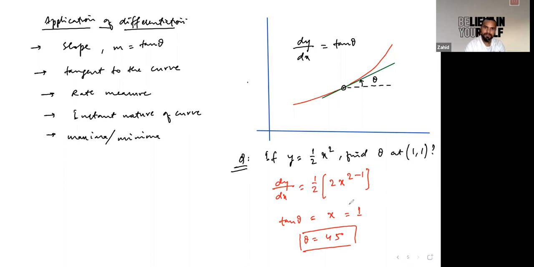On putting the value of x, which is nothing but 1, you will get tan theta is equal to 1. Now, if tan theta is equal to 1, then theta would be just 45 degrees, as tan 45 degrees is equal to 1.